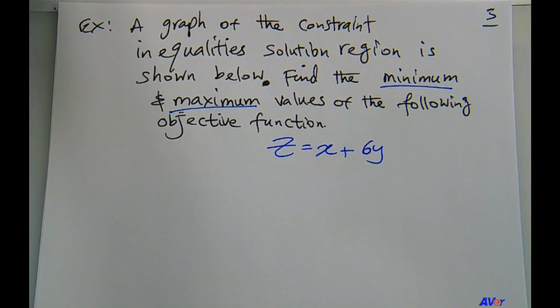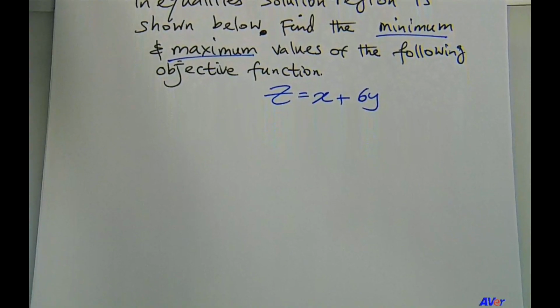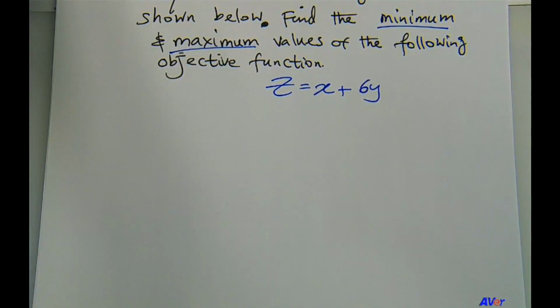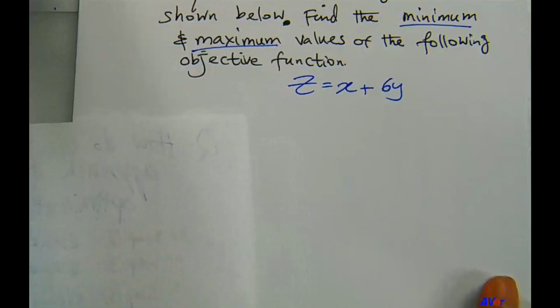Okay, so in this case, it turns out that we are given the graph of the constraint inequalities. We are not given the constraint inequalities themselves, but we are given the graph of them, or the solution region for them, which is fine. Okay, so let me draw that.